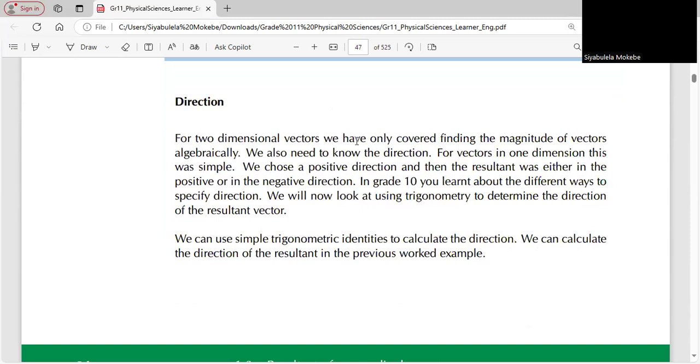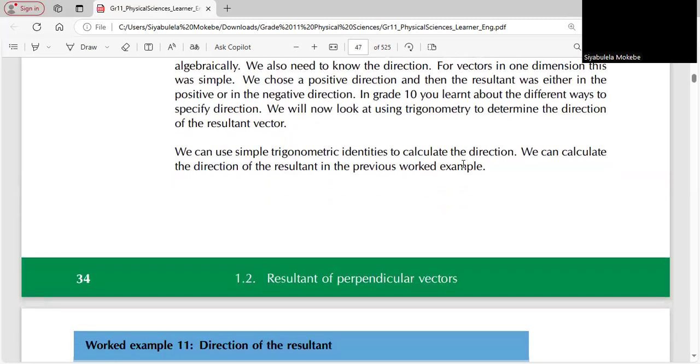Now, direction. For 2-dimensional vectors, we have only covered finding the magnitude of vectors algebraically. We also need to know the direction. For vectors in 1 dimension, this was simple. We chose a positive direction and then the resultant was either in the positive or in the negative direction. In grade 10, you learned about the different ways to specify direction. We will now look at using trigonometry to determine the direction of the resultant vector. We can use simple trigonometric identities to calculate the direction.